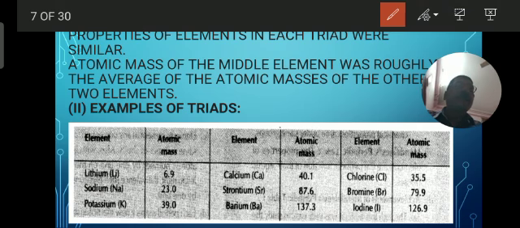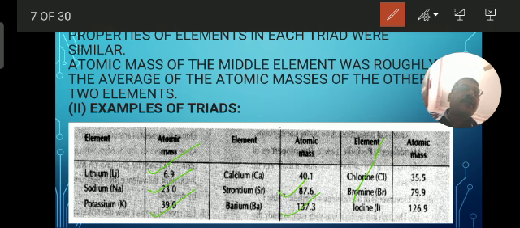Now see here: lithium 6.9 as I told you, sodium 23 we have calculated, and the actual mass of potassium 39. Similarly calcium 40.1, strontium 87.6, barium 137.3. I have taken the round figures. Here 79.9 is the actual mass of bromine, but in many places it is given as 80. And iodine 126.9 and chlorine 35.5. So it is easy to find out. Understand, students? Okay.